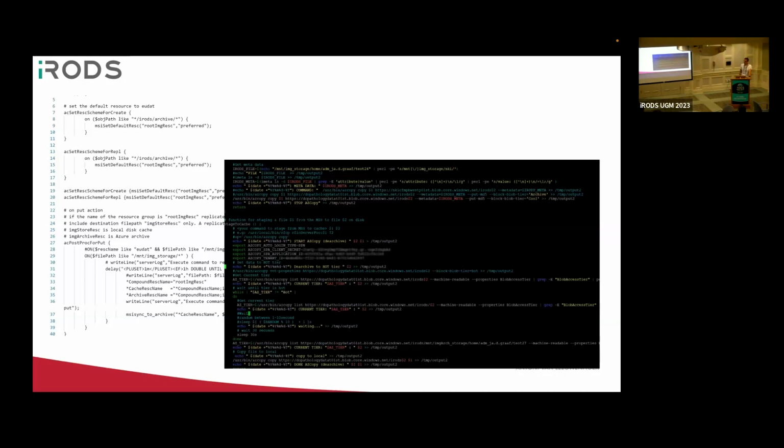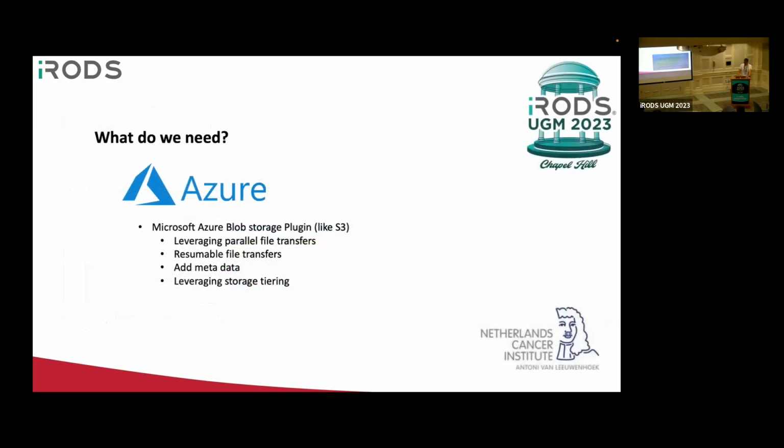So basically what we would like, instead of programming it and doing a lot of rule maintenance on it, is to see if we could have, like the S3 storage plugin, also a Microsoft Azure Blob Storage plugin that leverages all the utilities of the Azure Blob Storage API, like parallel file transfer and resumable file transfer, but also adding metadata to the file, carrying the metadata over to the blob storage as key value pairs, and also leveraging the storage tiering. That's how it's possible within Microsoft Azure.